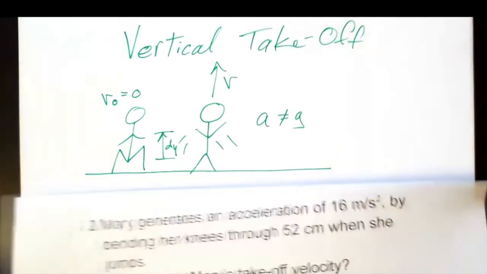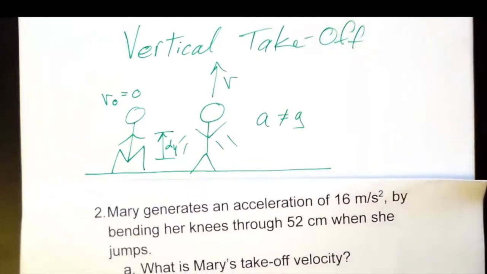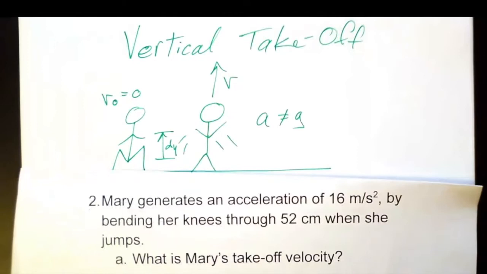Here's a reasonable example of takeoff. Suppose Mary generates an acceleration of 16 meters per second squared by bending her knees through a 52 centimeter displacement when she jumps. What's Mary's takeoff velocity?